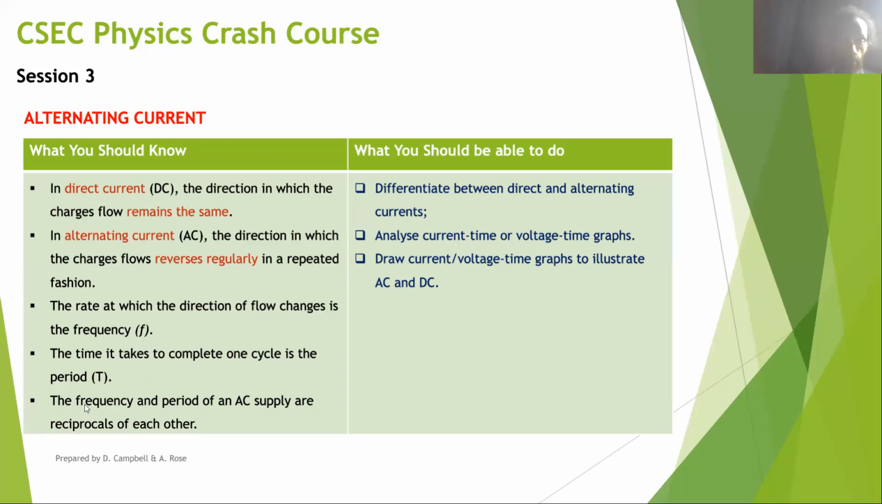And as we said, the frequency and the period are reciprocals. So to find the frequency, you need to know the period, or to find the period, you need to know the frequency. But once you know one, all you need to do is divide one by what you know to find the other. So if you know the frequency, you divide one by the frequency to get the period. If you know the period, you divide one by the period to get the frequency.